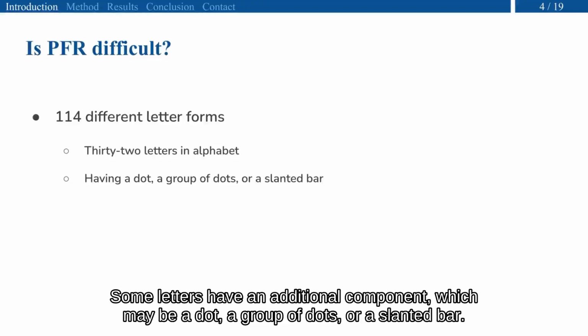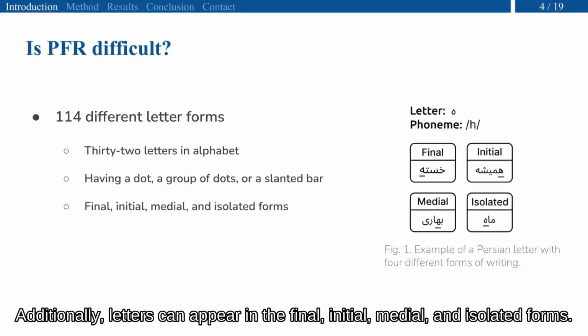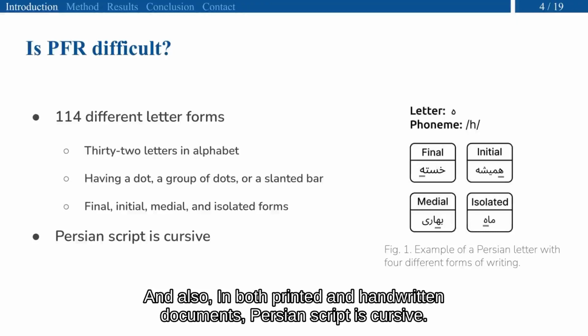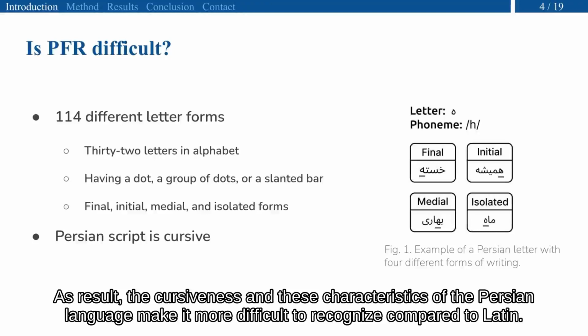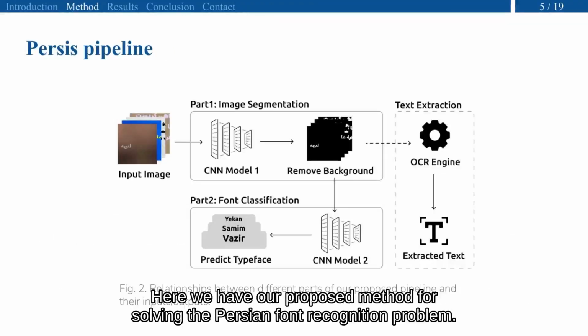Some letters have an additional component, which may be a dot, a group of dots, or a slanted bar. Additionally, letters can appear in final, initial, medial, and isolated forms, and also in both printed and handwritten documents. Persian script is cursive. As a result, the cursiveness and these characteristics of the Persian language make it more difficult to recognize compared to Latin. Here we have our proposed method for solving the Persian font recognition problem.